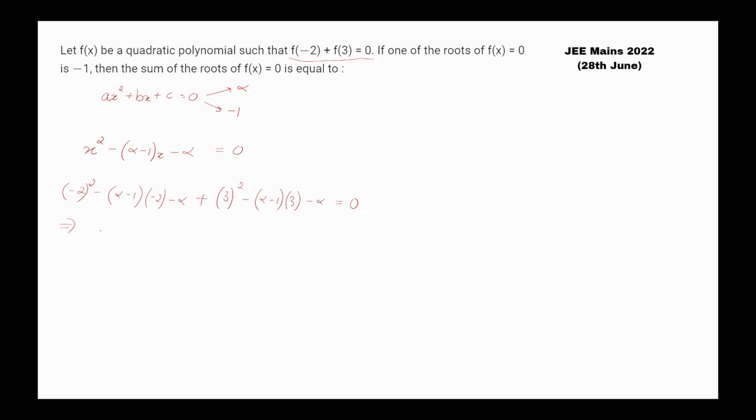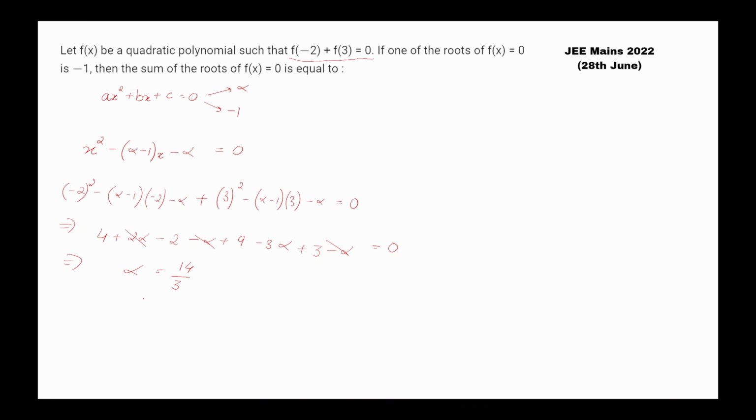So from here, what do we get? This would become 4, plus 2 alpha, minus 2 minus alpha, plus 9 minus 3 alpha, plus 3 minus alpha is equal to 0. So from here, the minus alpha and the plus 2 alpha get cancelled out, and we get our value of alpha to be 14 by 3. So this is our value of alpha.